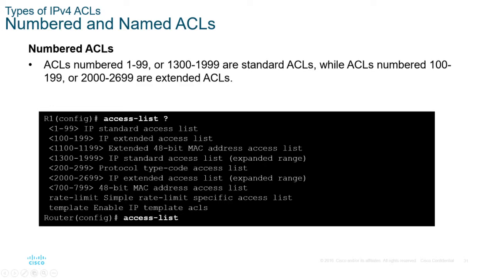Why? I don't know why you'd ever want to, but you can. But typically, you're going to pick from 1 to 99 or 100 to 199. Essentially, what this just means is, by default, if I pick any number between 1 and 99 when I'm writing my access list, the router will automatically assume that I'm writing a standard ACL and will only give me the syntax options for writing a standard ACL. Vice versa, if I pick 100, then it'll work from there.